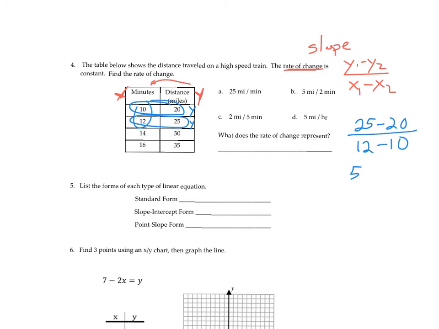25 minus 20 is 5. 12 minus 10 is 2. So I got 5 what? When I was dealing with my y values, I was talking about distance. So it's going to be 5 miles. And then when I was dealing with my x values, I was talking about minutes. So it's 5 miles for every 2 minutes. Answer B.